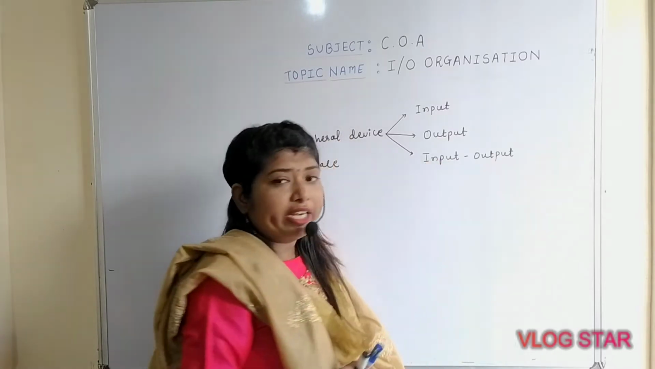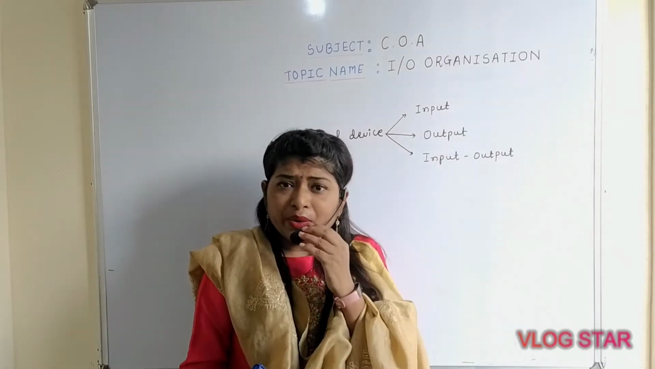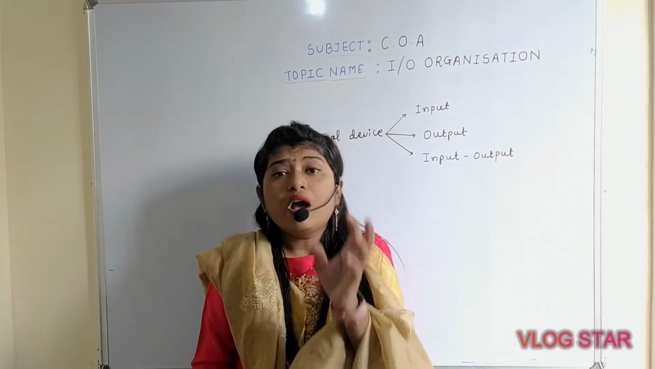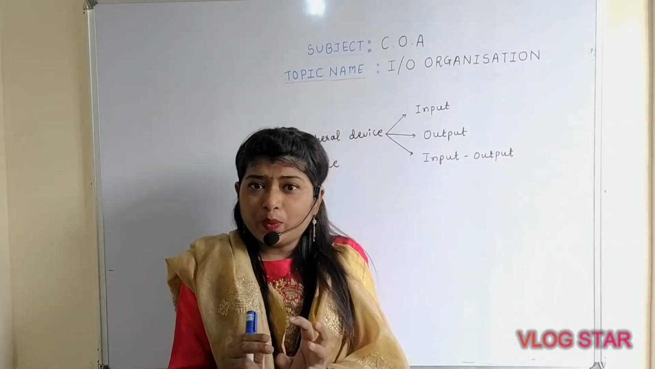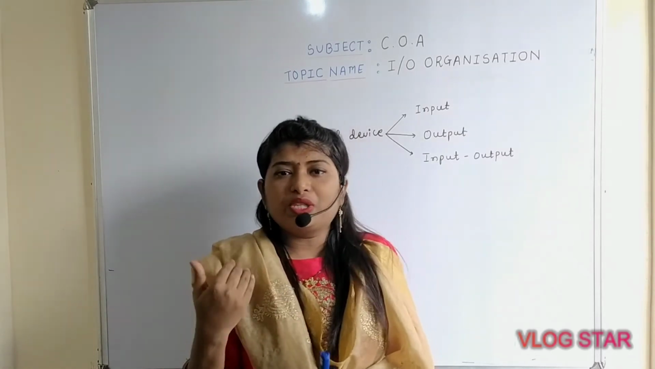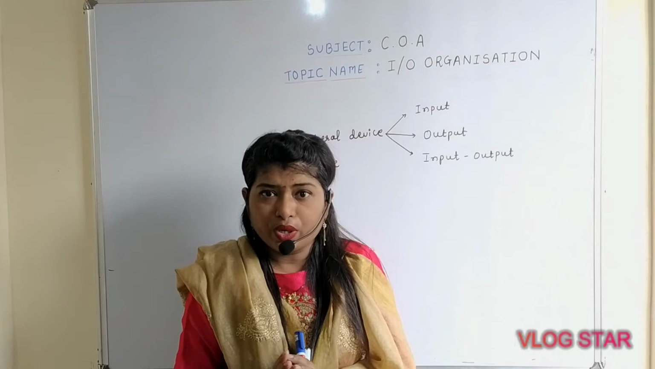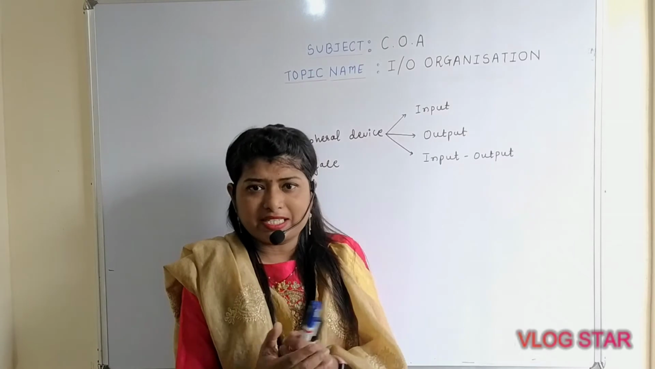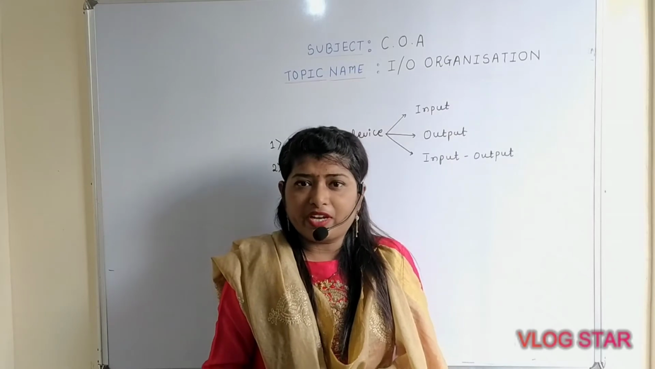Coming to the third important type of the peripheral device, that is input and output peripheral. As the name indicates, it allows input as well as output. Input means from the outside world to the computer system. Output means from the computer system to the outside world. So it allows both input as well as output. The common example related to the input output peripheral device is the touch screen. I hope you have understood all three types related to peripheral device.